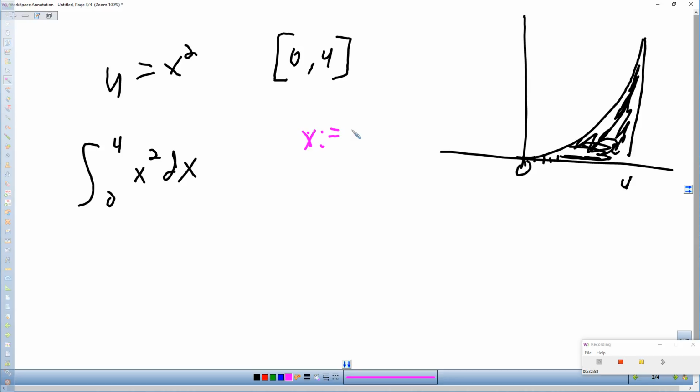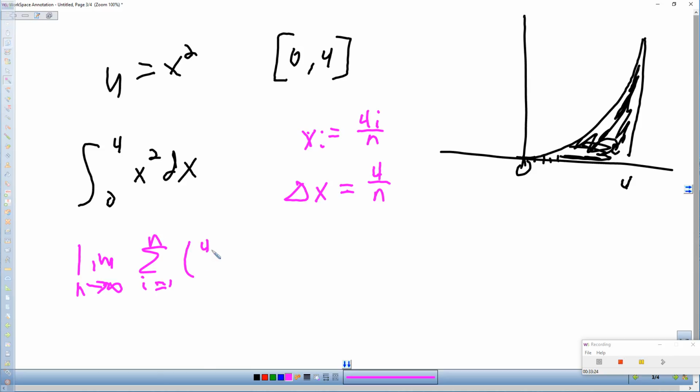Actually, get delta x first. Delta x is equal to 4 over n. Therefore, xi is equal to 4i over n. Okay, so everybody with me on that? So now we're doing the limit as n goes to infinity of the sum i equals 1 to n of 4i over n squared times 4 over n.